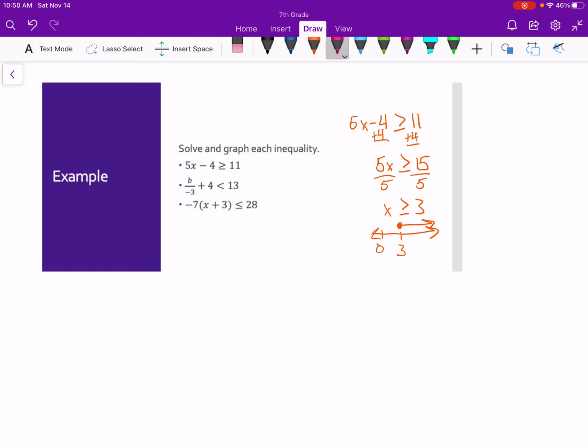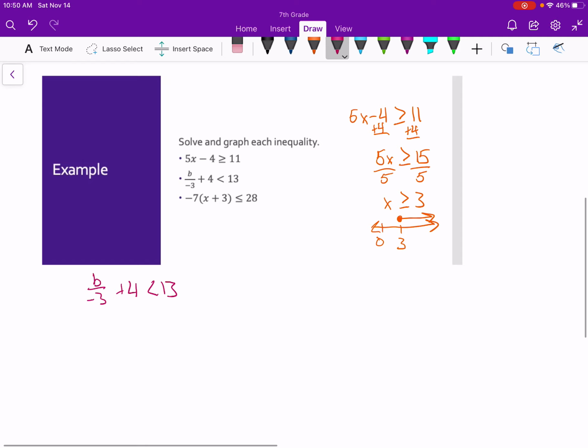All right, next one we have b over negative 3 plus 4 is less than 13. First thing, I'm going to get rid of the plus 4, so I'm going to subtract 4 from both sides. b over negative 3 is less than 9. Then I'm going to multiply each side by a negative 3. Notice that when you multiply by a negative number, you have to flip the inequality. So b is greater than negative 27.